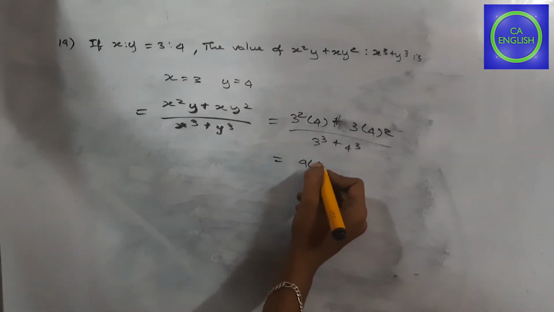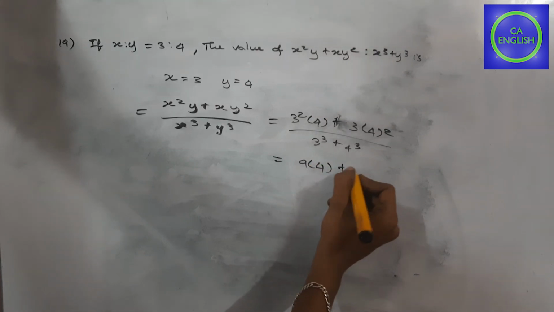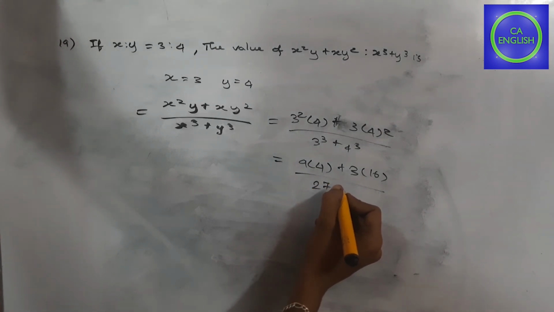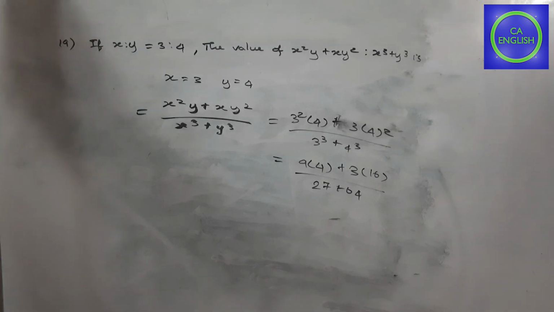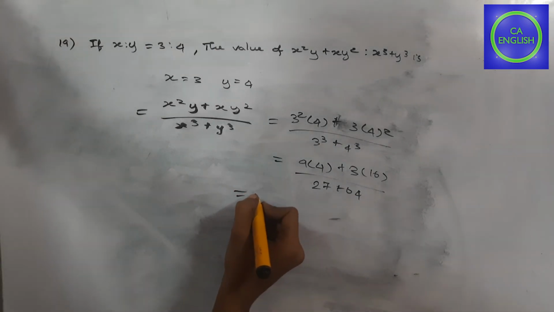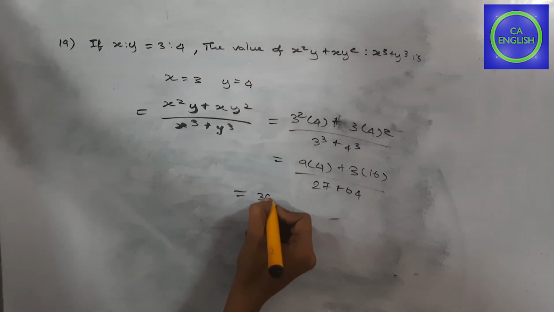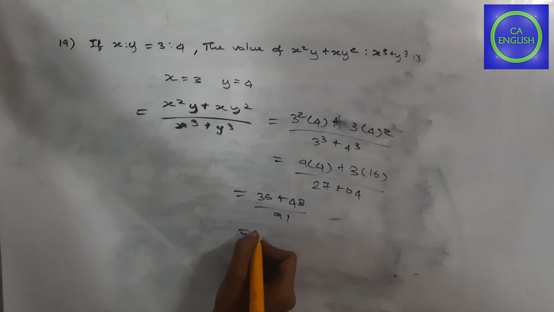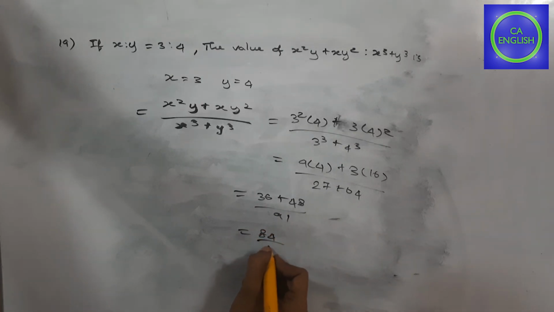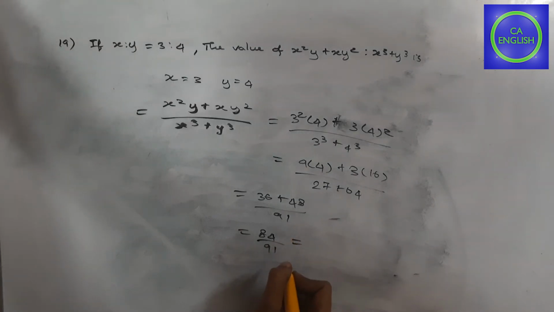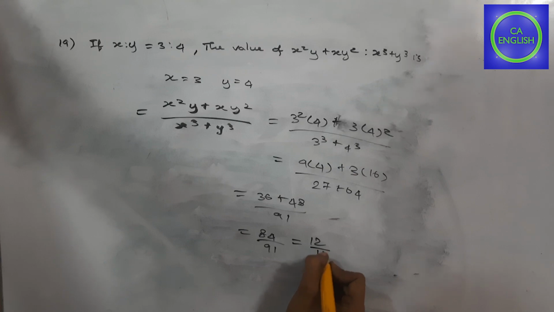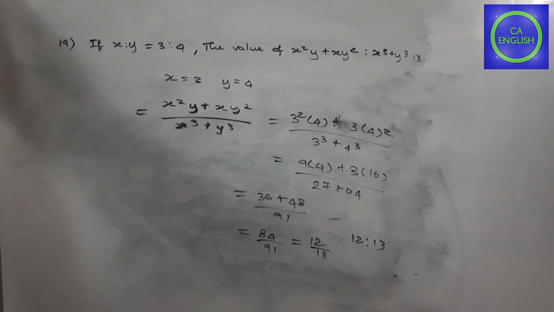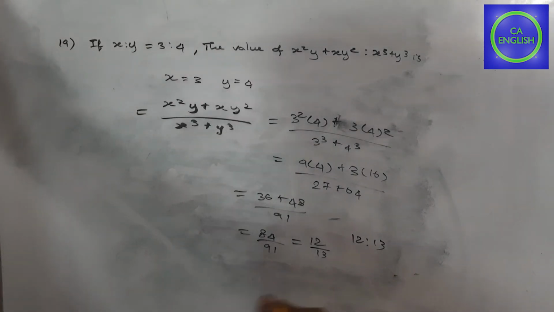9 into 4 plus 3 into 16 divided by 27 plus 64. Then just multiply 9 into 4, 36, plus 16 into 3, 48, and the total is 84, and below it 91. 84 divided by 91. If we simplify this value, the answer is 12 divided by 13. In ratio, it is 12 is to 13. And the option is B.